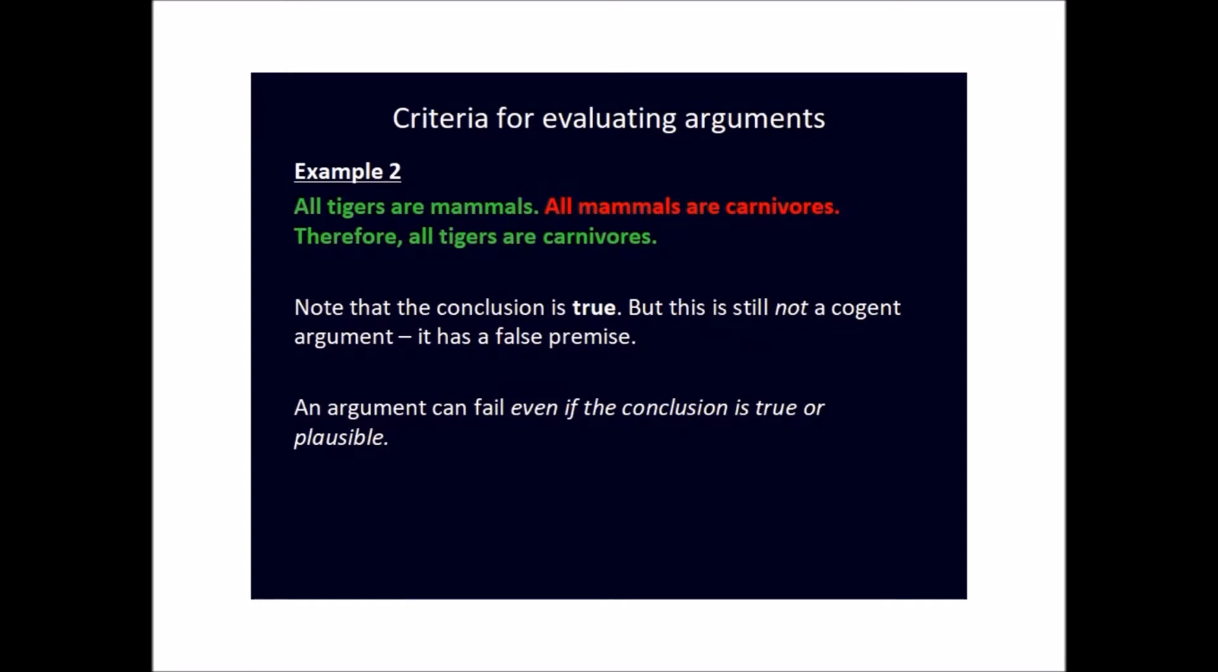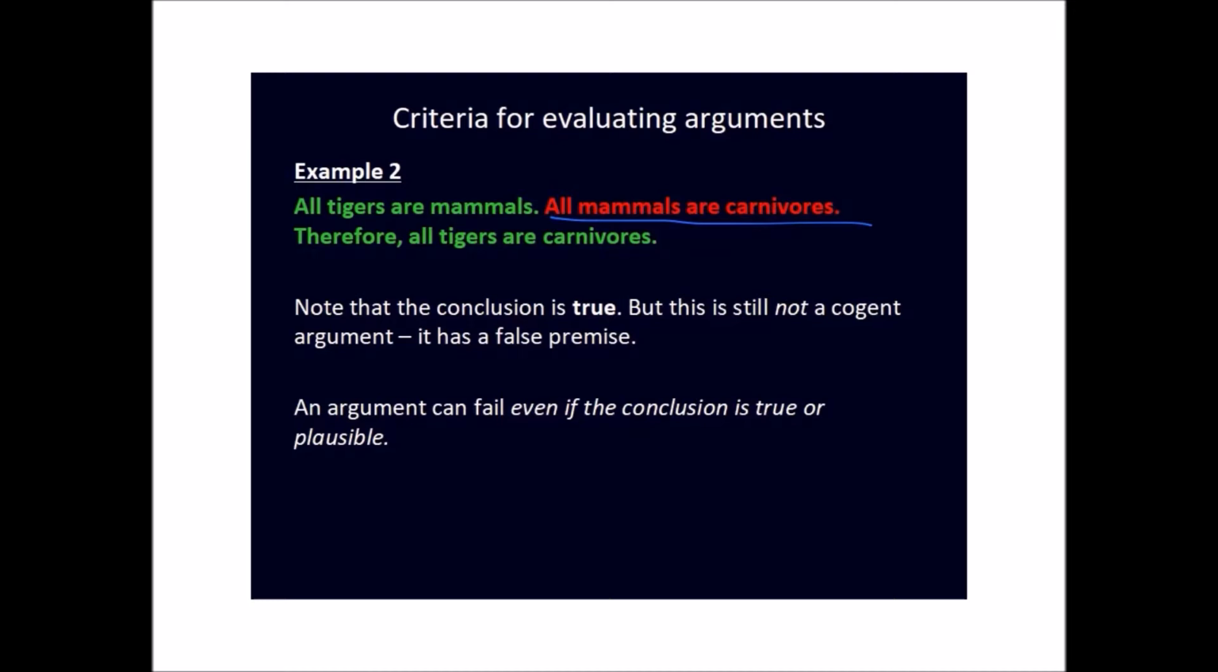In particular, this second premise isn't true. Not all mammals are carnivores. Some mammals are carnivores, but some aren't. Sheep are mammals, but they're not carnivores. So this is not a cogent argument, although the premises do support the conclusion, because if the premises were true, if it really was true that all mammals were carnivores, then the conclusion would follow. But it's not a cogent or sound argument because that second premise is false.